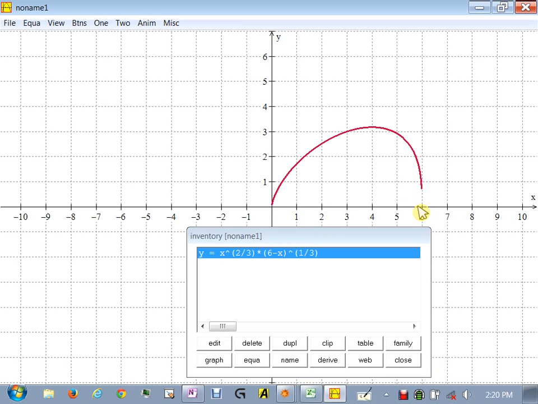Well, let me see. It looks like there's a little jump right there. It's a vertical asymptote. I mean, not a vertical asymptote. It's a vertical tangent line.